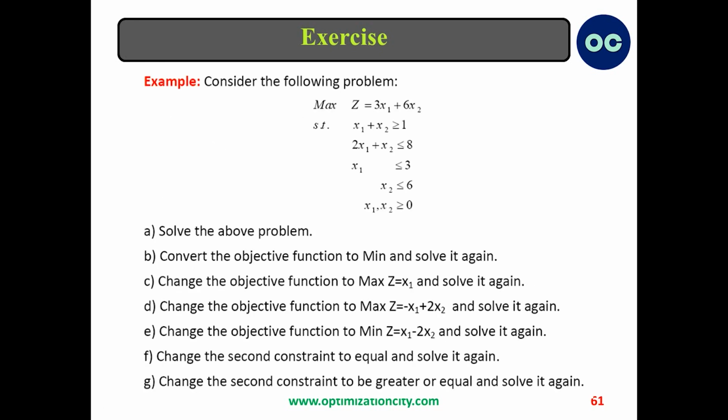Let's move on to another example to illustrate the various solution approaches. In part A, solve the given problem. In part B, convert the objective function to minimize and solve it again. In part C, change the objective function to maximize here and solve it again. In part D, change the objective function to this objective function and solve it again. In part E, change the objective function to minimize this objective function and solve it again. In part F, change the second constraint to an equality constraint and solve it again. And finally, in part G, change the second constraint to a greater than or equal and solve it again.